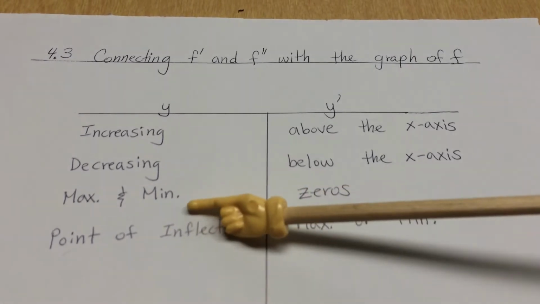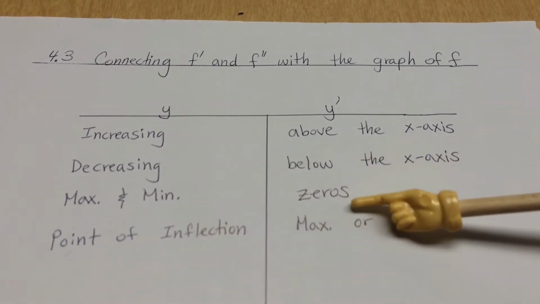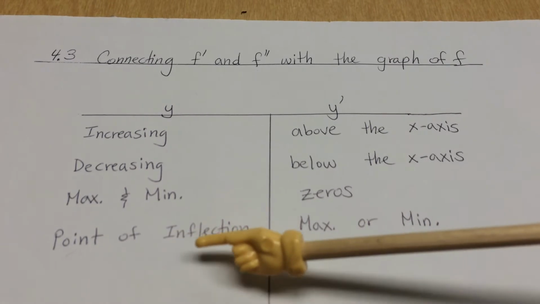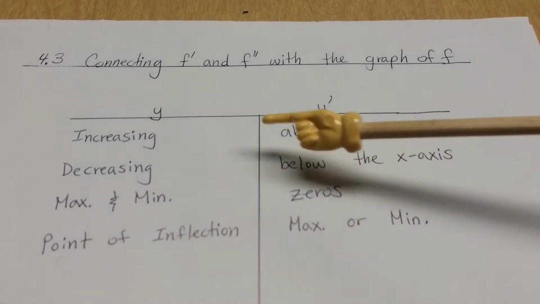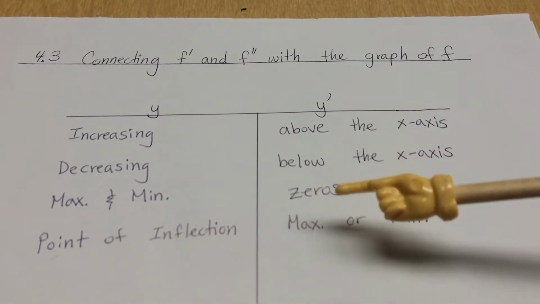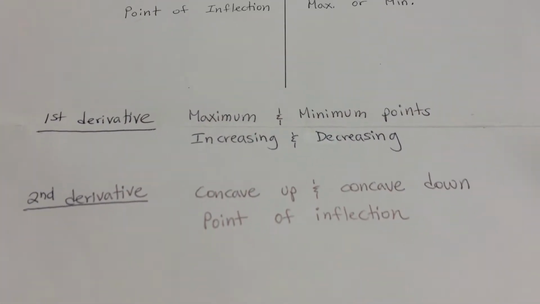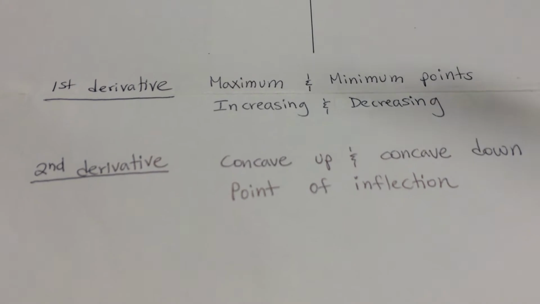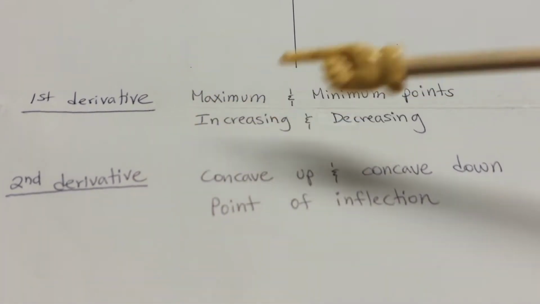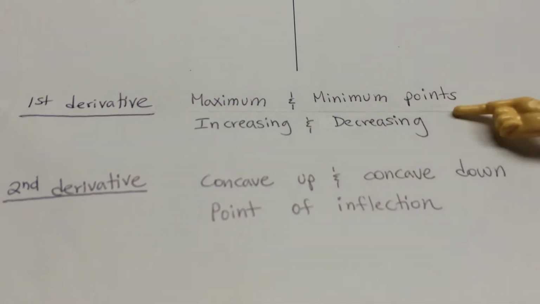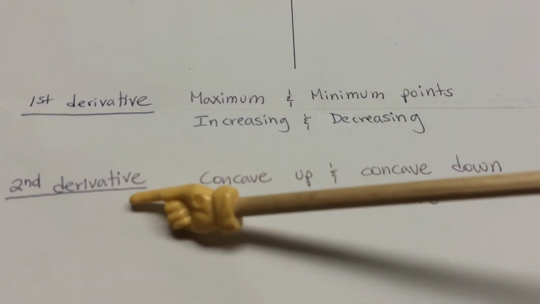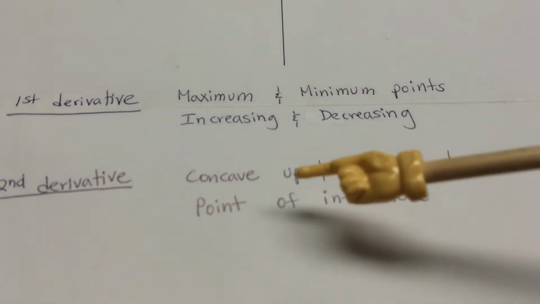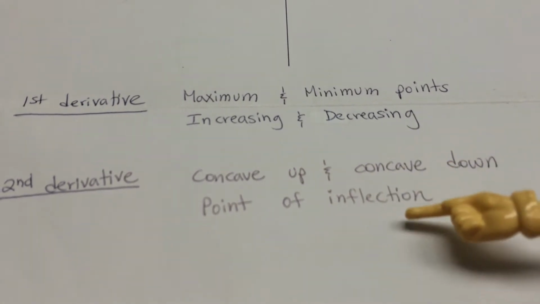If y has a max or min, then you have a 0. And if you have a point of inflection, then you're going to have a max or min on the first derivative. Okay, so these are just definitions you need to know for today's lesson. Also, when you take the first derivative, you have maximum and minimum points, and also increasing and decreasing. If you take the second derivative, then you have concave up, concave down, and also point of inflection.